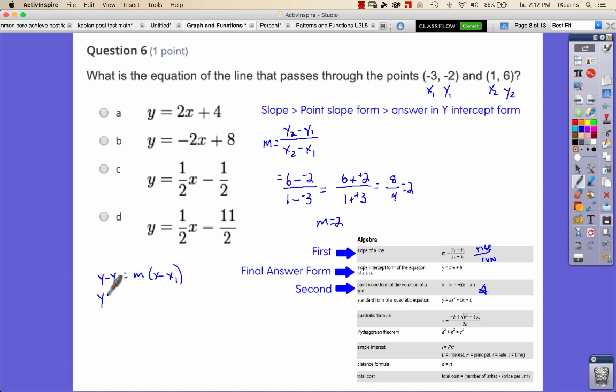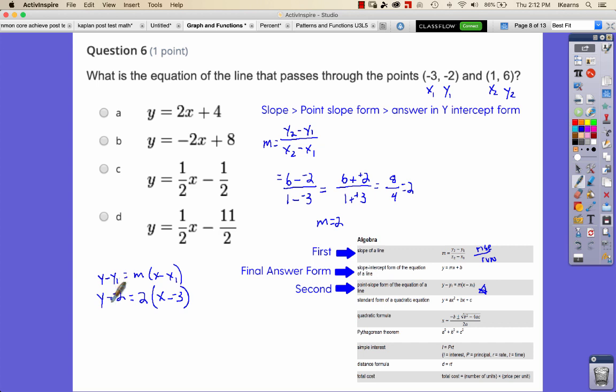we've already labeled. So y minus y1 is negative 2. Okay? Negative 2, y1 equals m, which is our slope, is 2, times x, and then minus x1. So minus a negative 3. All right. So first step here, you normally don't write minus a negative.